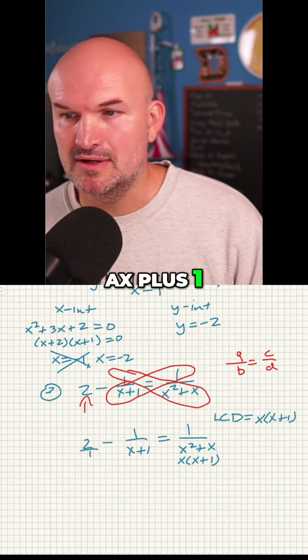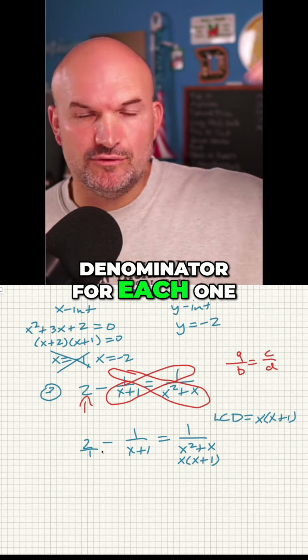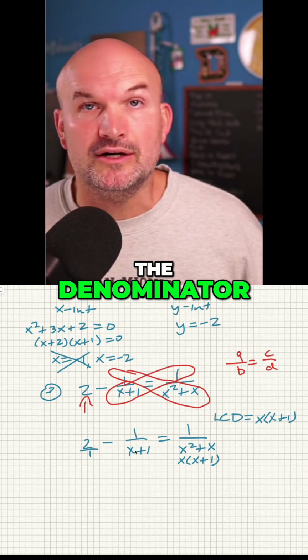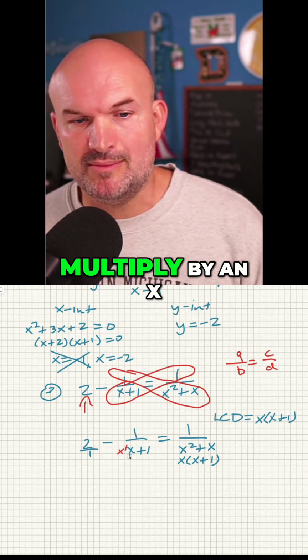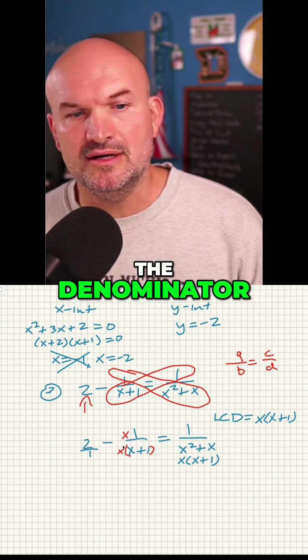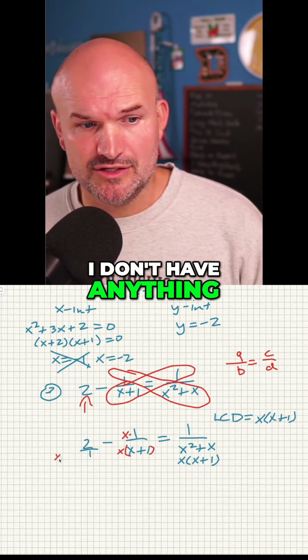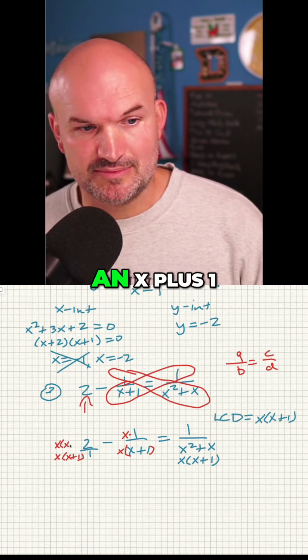So what I'm going to do is I'm just going to create that denominator for each one of mine. Now remember, to create equivalent fractions, whatever you do in the denominator, you have to do in the numerator. So over here, I already have an x plus 1, so I'm just going to multiply by an x. Whatever you do in the denominator, make sure you do in the numerator. And then over here, I don't have anything, so I'm going to multiply that times an x plus 1. And then x times an x plus 1.